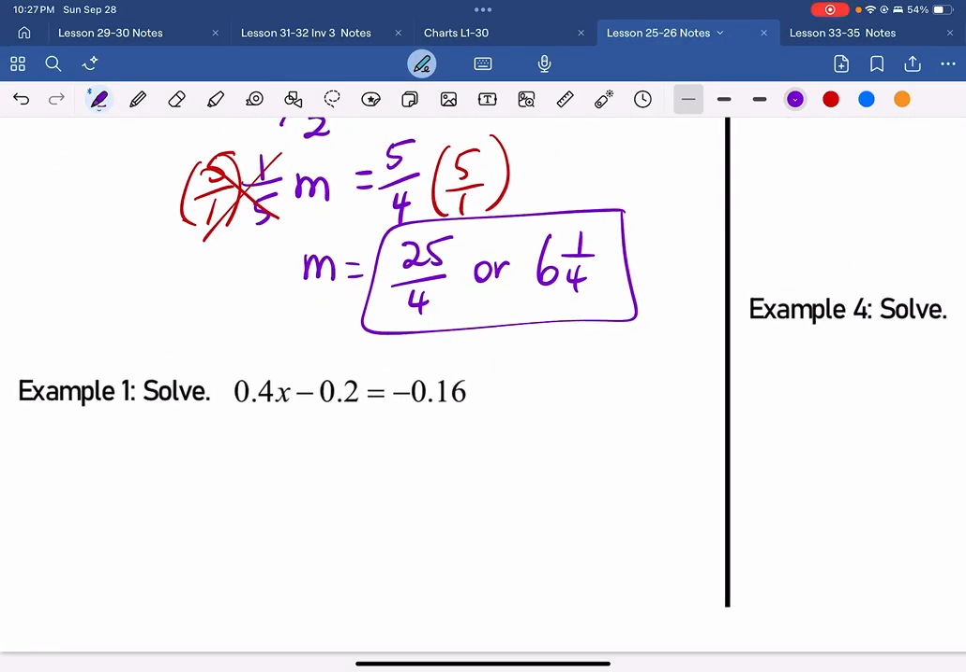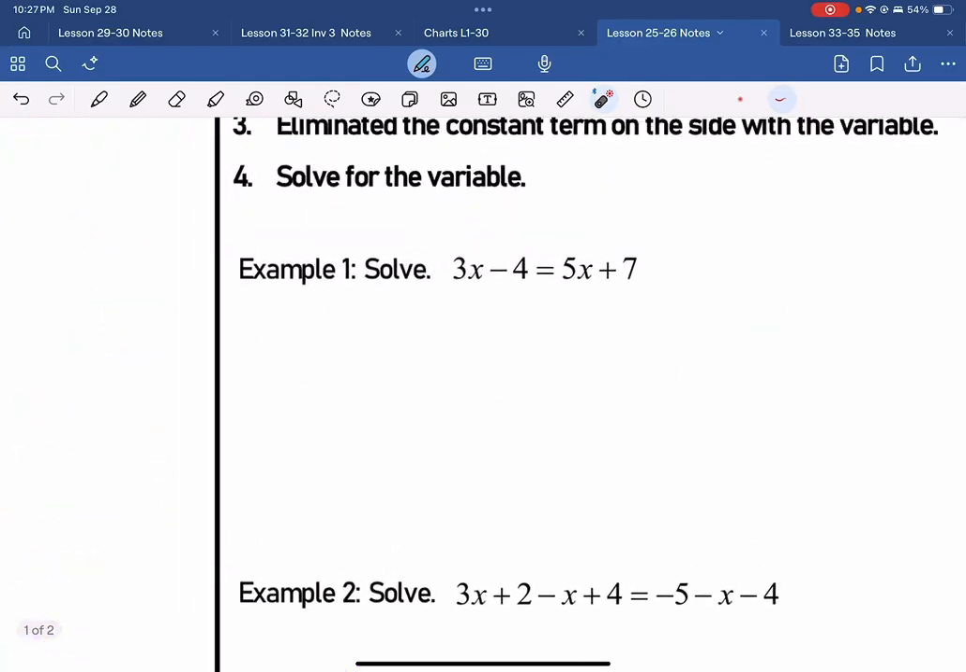Okay, decimals, same exact way. You would just add this over here and then divide by a 0.4. And you can use your calculator on those if you'd like, but you get the point.